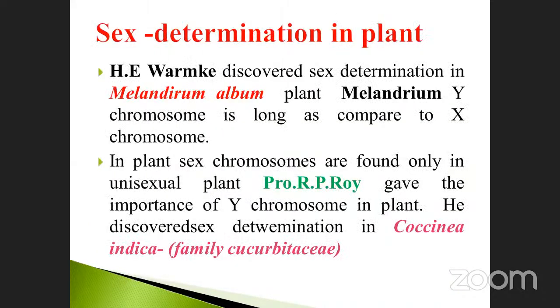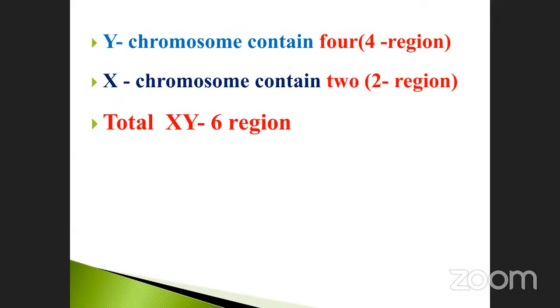This was the first sex determination identified in plants. The name of the scientist is Warmke, and the plant is Melandrium album. Then which type of chromosome is present in it, and that also. Not only that, there are other plants also. The scientist R.P. Roy gave the importance of the Y chromosome in plants, discovering sex determination in Coccinia indica, family Cucurbitaceae. Sometimes they may ask which family Coccinia indica comes under.